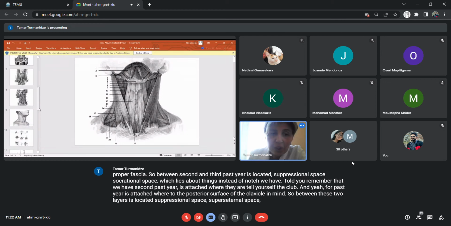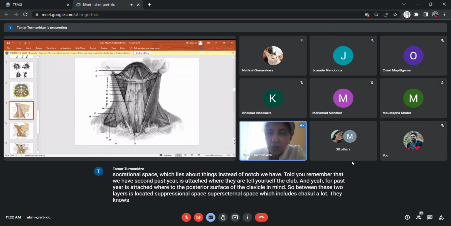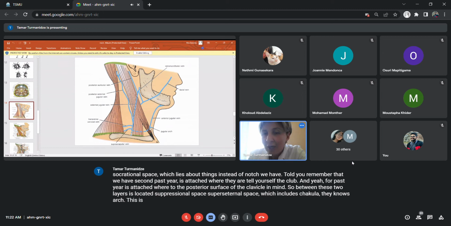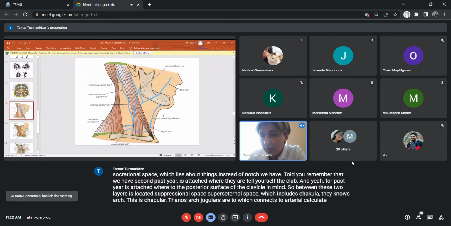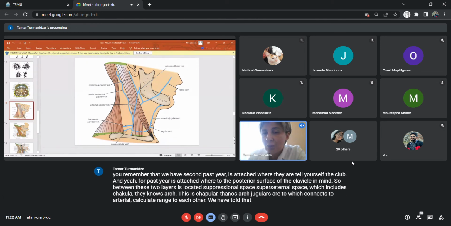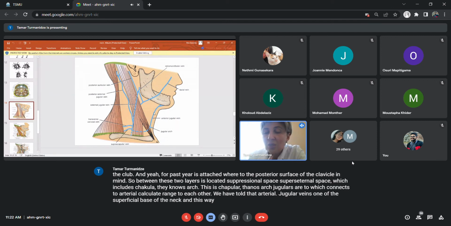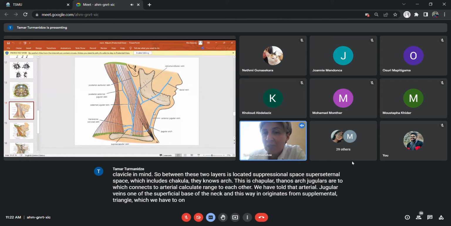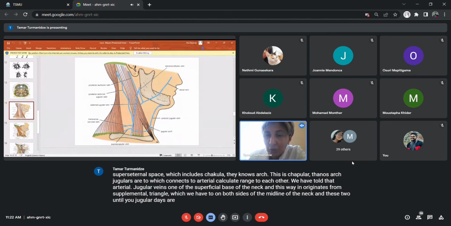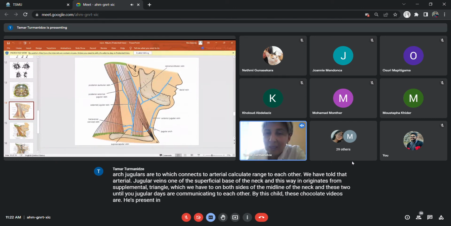The suprasternal space includes the jugular venous arch. This is the jugular venous arch, which connects the two anterior jugular veins to each other. We have told that the anterior jugular vein is one of the superficial veins of the neck, and this vein originates from the submental triangle, which we have on both sides of the midline of the neck. These two anterior jugular veins are communicated to each other by this jugular venous arch, and this arch is present in the suprasternal space.